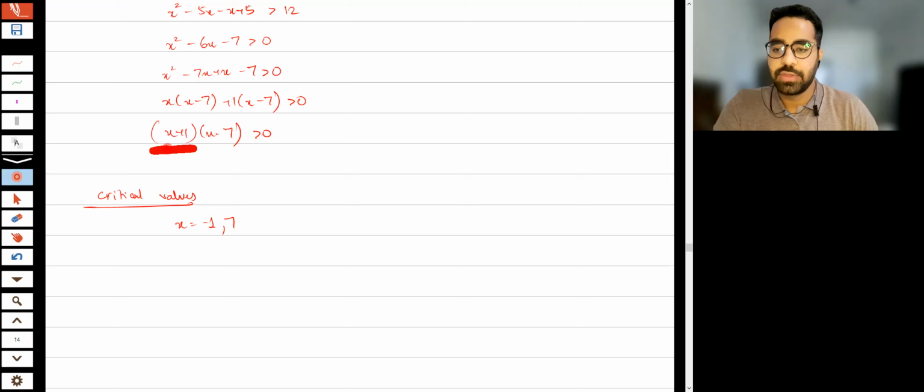Minus 1 comes from taking x plus 1 equals to 0, and taking x minus 7 equals to 0, I get 7. So these are my critical values.